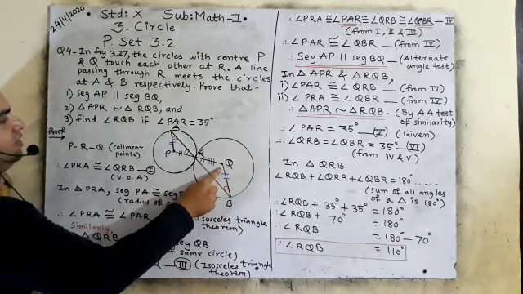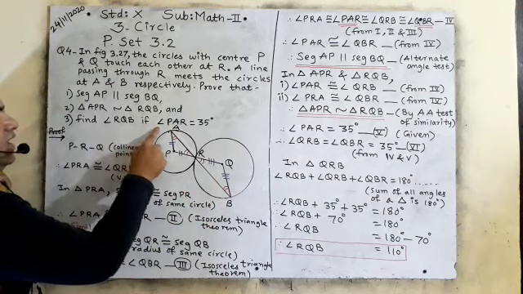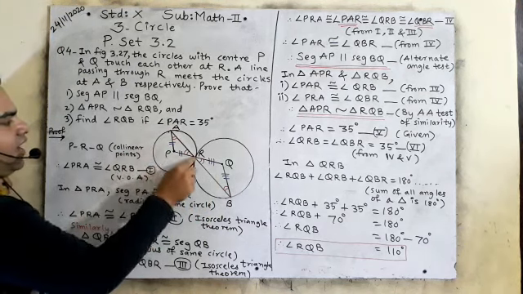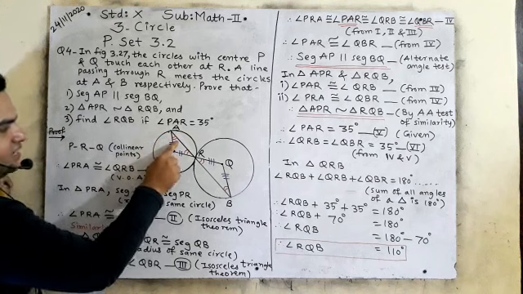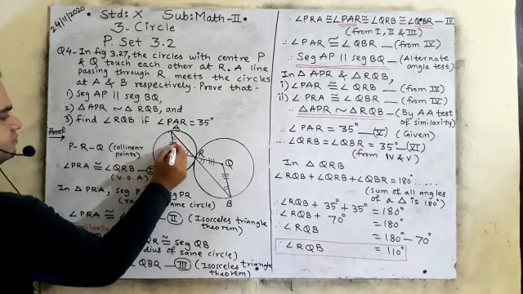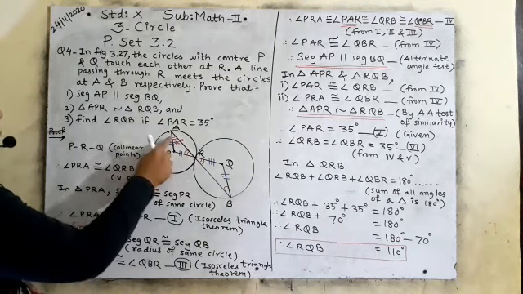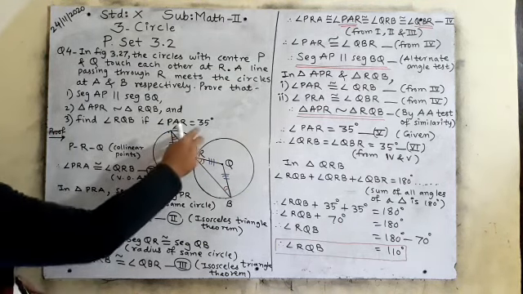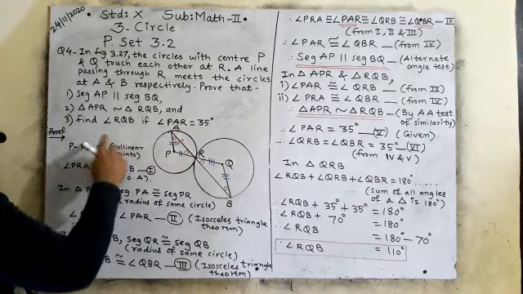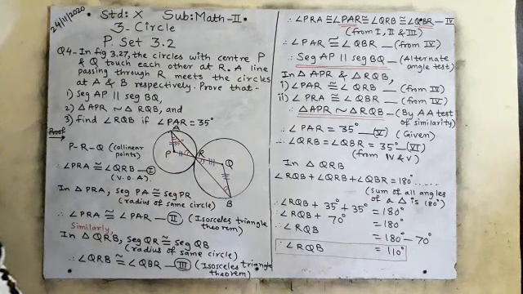RQB, this angle, we have to find how many degrees it is. If angle PAR is 35, this is 35 degrees. I will mention it over there. It is 35 degrees here. So angle A is 35 degrees. It is given in the question. Then we have to find angle RQB. So how much is RQB?